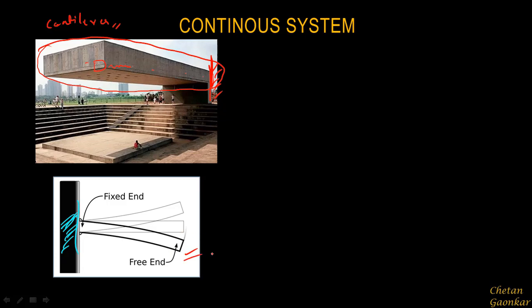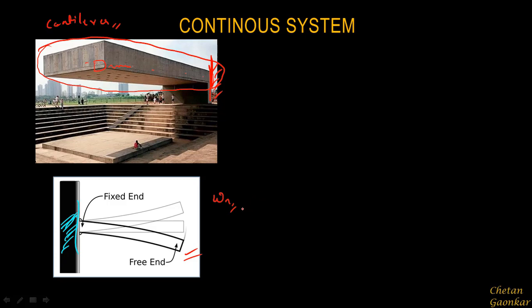Now since this is a continuous system, the masses will be continuously distributed, so ideally speaking there should be an infinite number of natural frequencies for this system. The reason is that it is a continuous system, right? So there should be an infinite number of natural frequencies for a continuous system.